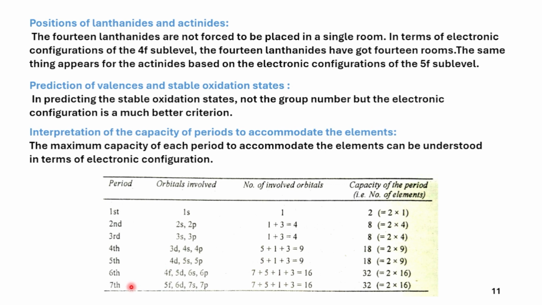Similarly, in the sixth and seventh periods, we have f orbital, d orbital, s and p. f has 7 orbitals, d has 5, s has 1, and p has 3. So in total 16 orbitals are there. If you multiply 16 into 2, because each orbital can accommodate at most 2 electrons, we can accommodate 32 elements in the sixth and seventh periods. Now we can give a proper logic for why these different periods have different capacities of elements.